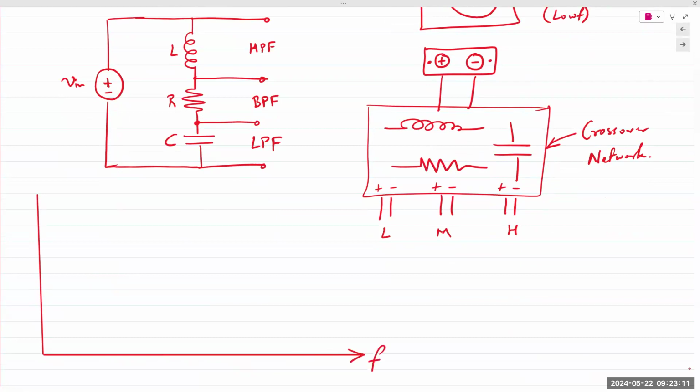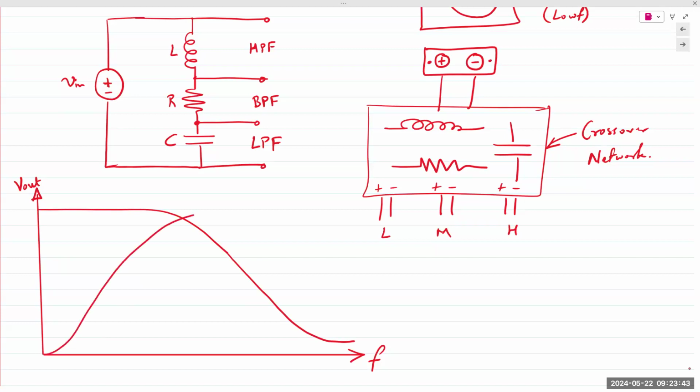Your frequency here, you have V out on the y-axis. Low pass filter, what does it look like? Oh, I do the high pass one first. All right, this is the low pass filter. Okay. And this would be the high pass.